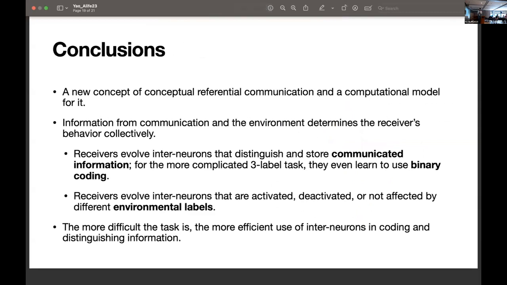To conclude, we propose a new mode of referential communication, which we call conceptual referential communication, and we develop a computational model for it. Our finding is that agents use both information from communication and the environment to behave, and this can be highly structured when the task is more difficult: they use binary coding and they react in opposite ways to different environmental labels.